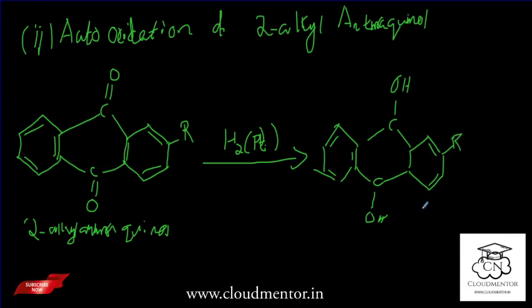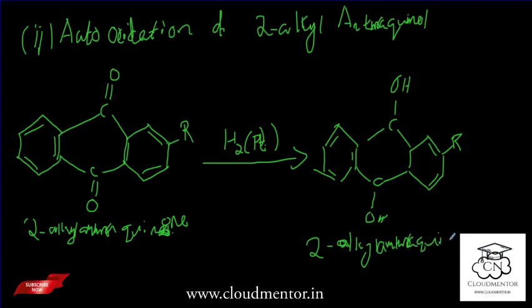Okay, and this is how 2-alkyl anthraquinone is formed. Sorry, this is quinone. Anthraquinone. This is the ketonic group here, 2 ketonic groups here. It is the alcohol group. So this is 2-alkyl anthraquinone.